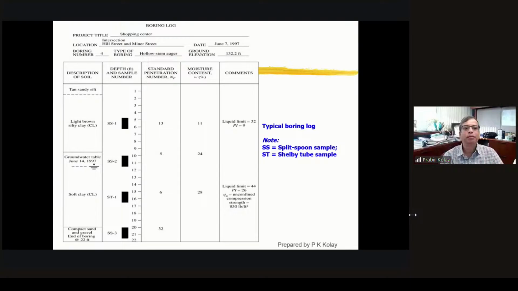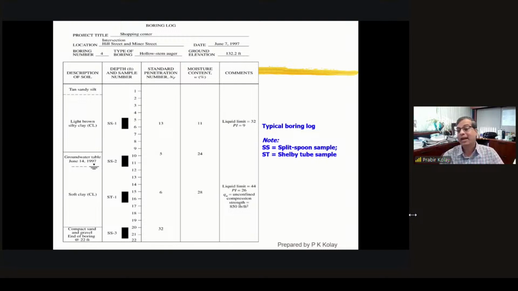So here you can see the project name, location, boring number, and type of boring. So everything is mentioned. And over here on the left side, you see the description of the soil, with depth, what different types of soil there are. And also in the third column, you see the standard penetration number. So we have the SPT value as N.